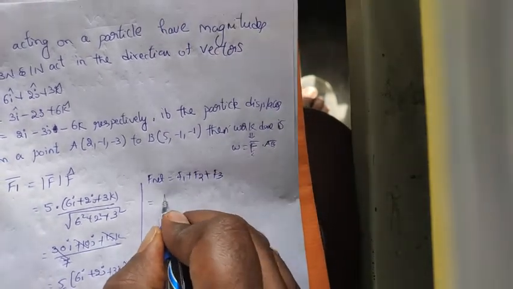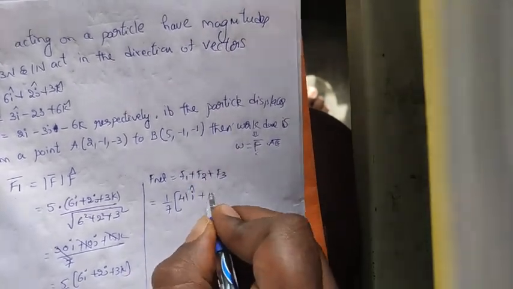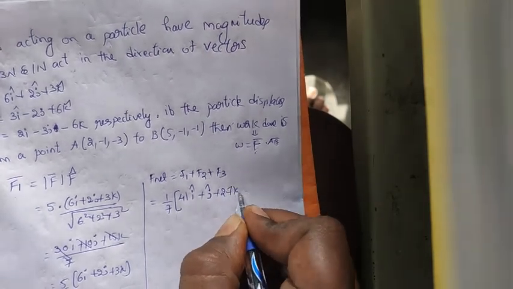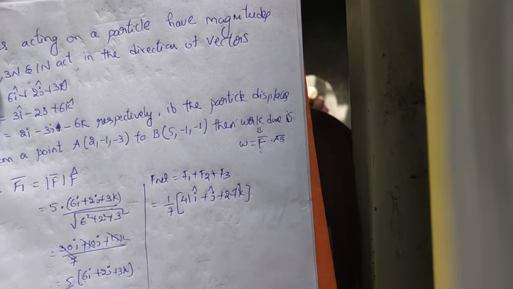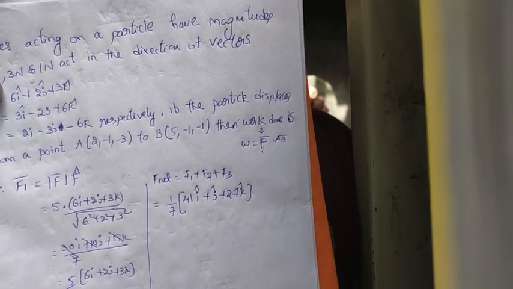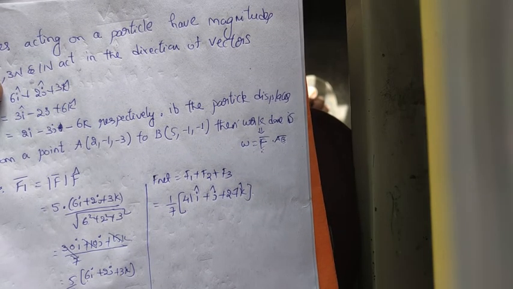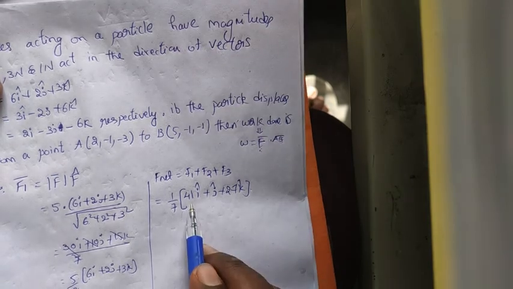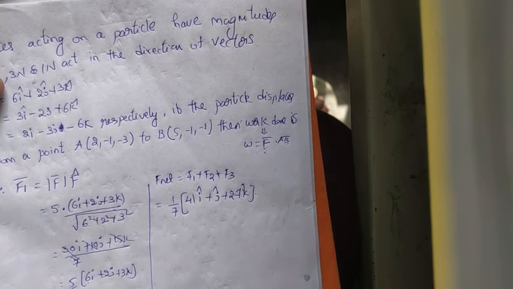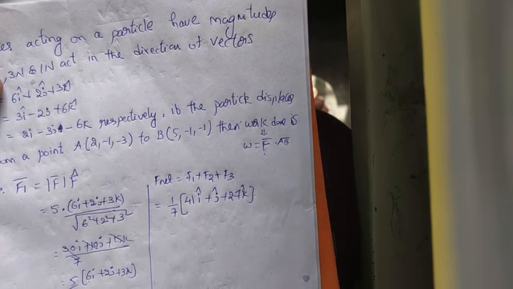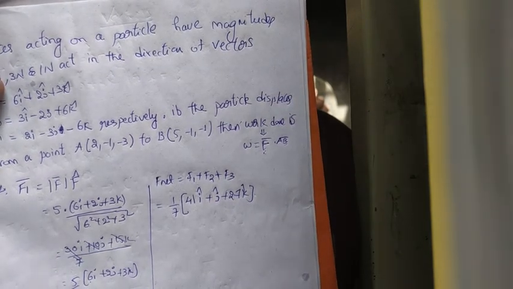So if you do all this, what we get? 1 by 7 of 41 i cap plus j cap plus 27 k cap. So if you do this, F1 plus F2 plus F3: 5 times 6 is 30, 3 times 3 is 9, and 2. So 30 plus 9 is 39, 39 plus 2 is 41. Next one, 5 times 2 is 10, and here 6, 10 minus 6 is 4, 4 minus 3 is 1. So we get j. Similarly the next one also. So now we get the net force.